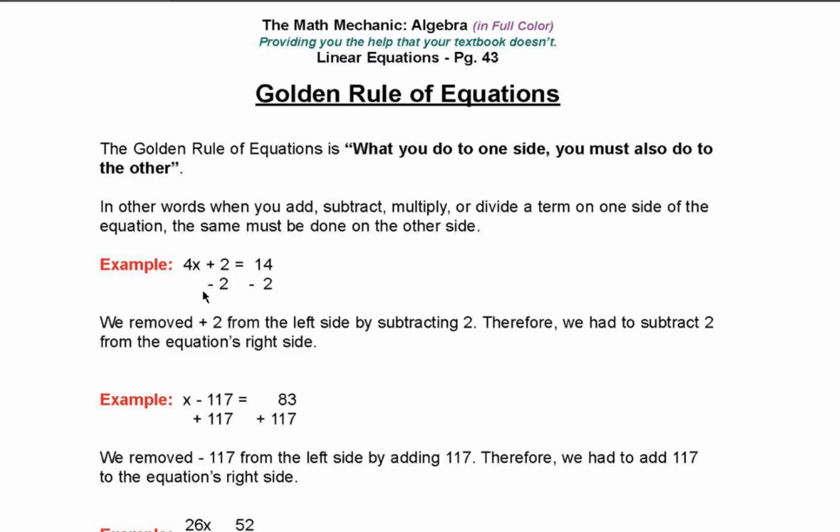Again, I will repeat. On the left side of the equation, we subtracted 2. That means on the right side of the equation, we also have to subtract 2. Let's go in a little deeper. We removed plus 2 from the left side by subtracting 2. Therefore, we had to subtract 2 from the equation's right side.